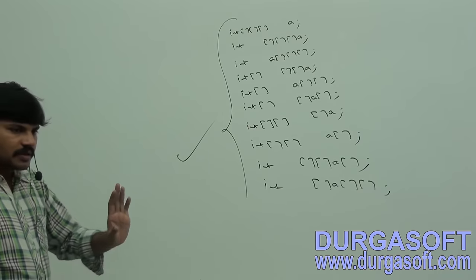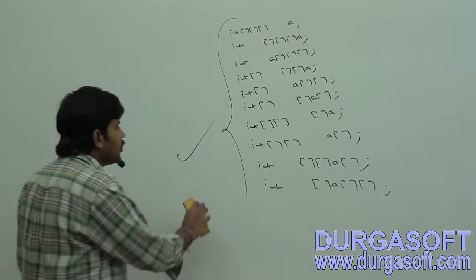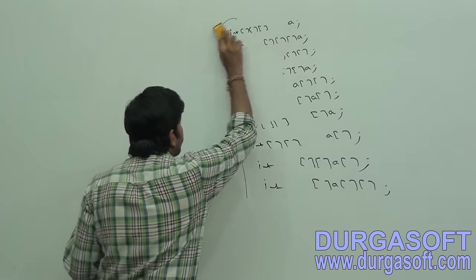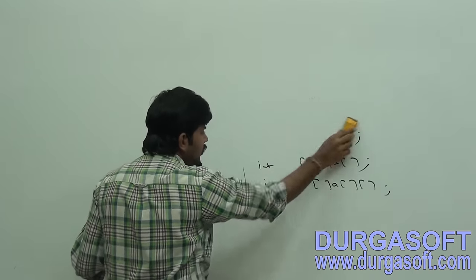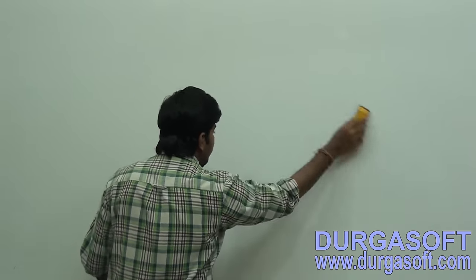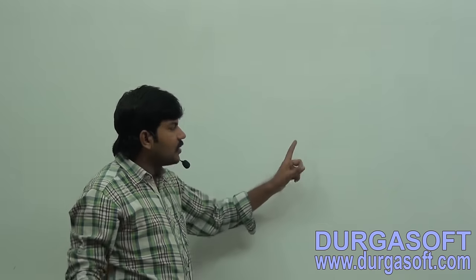Okay, that's all. These are various loopholes about array declaration. Only two conclusions: at the time of array declaration, we can't specify the size. And if you want to represent the dimension before the variable, this rule is applicable only for the first variable, right?